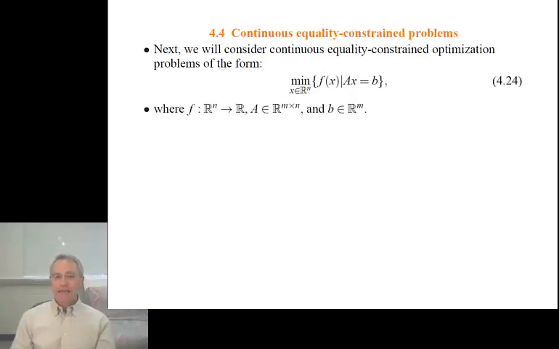Now let's add some constraints. First, some equality constraints. So let's first consider equality constraints that are linear. That is to say, the equality constraint function is an affine function, g of x is equal to Ax minus b. And in that case, we typically write the problem in the form 4.24. We want to minimize over choices of x the objective f of x, subject to Ax equal to b.